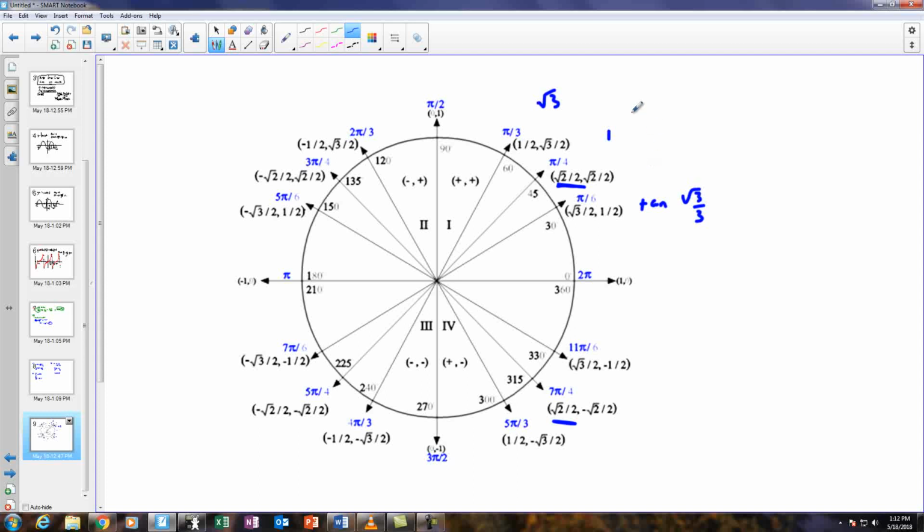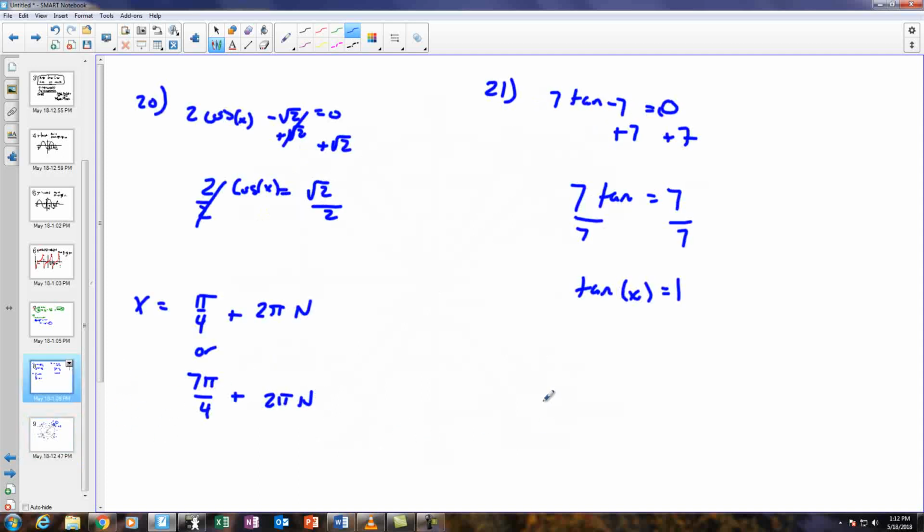Now, we were looking for a place where the tangent is 1. Well, it just so happens to be here at pi over 4 again. The thing is, though, when you say that you can use pi over 4, you can add to it a tangent's period. But remember, the period of a tangent is not the same as a sine or cosine. Instead of being 2 pi n, it's just pi n.